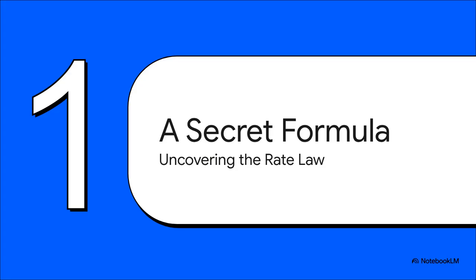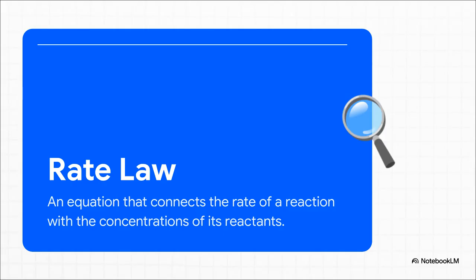The key to all of this, the secret to controlling reaction speed. It isn't in that main recipe. It's hidden in a secret formula that chemists have to figure out for every single reaction they study. And that secret formula? It's called the rate law. This is the whole shebang. It's a simple little equation that creates a direct link between how much stuff you put in, your reactants, and the actual speed of the reaction. This is the code we're here to crack.